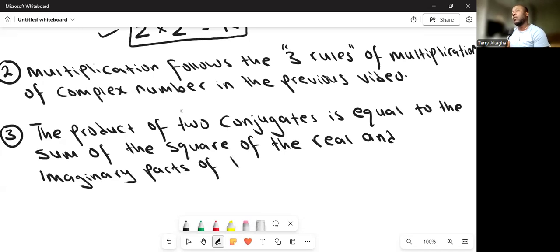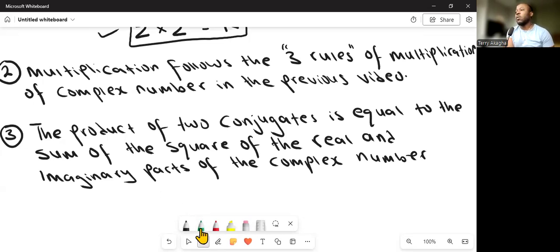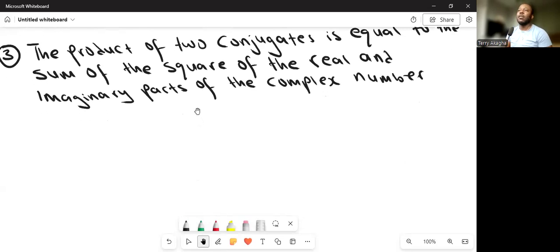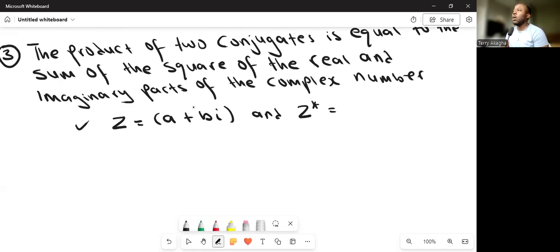Of the complex number. Okay? So what I'm saying is, for instance, let's assume that we have Z equal to A plus BI. So that means A is the real part, B is the imaginary part. And definitely the conjugate of that, Z asterisk, is equal to, let's say, A minus BI. So remember, they're going to be identical except with the signs.